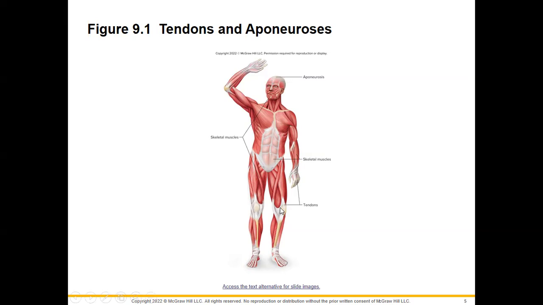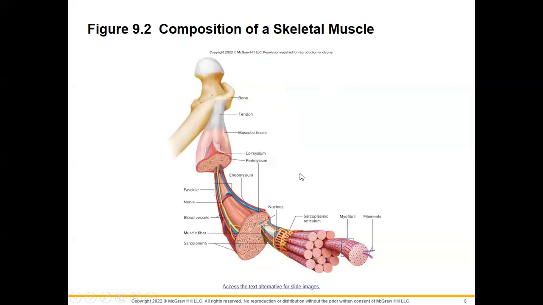Tendons are at each end of a muscle that connects that muscle to a bone. That's all that's shown here. So aponeuroses and tendons. All right.